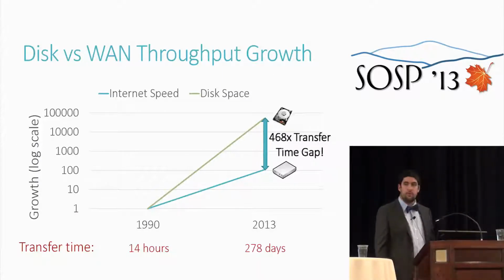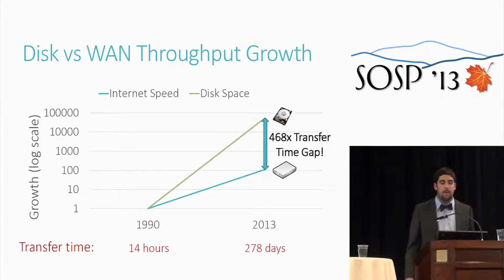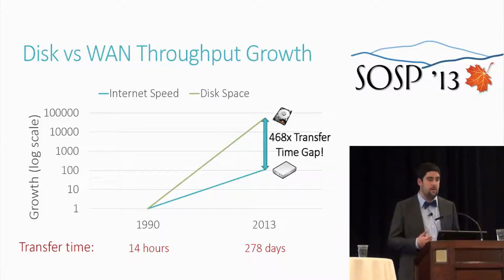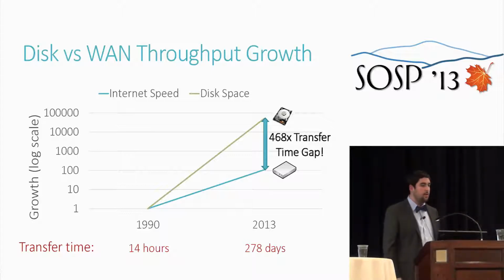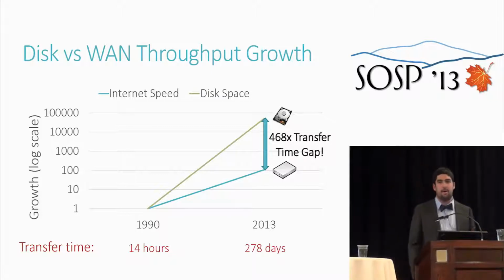But when we look at online storage providers, we see a fairly big problem: there's a disparity in growth between your disk and your network. What we've plotted here is the growth on a log scale. Your local area network for most people's homes has grown about 100 times in 23 years. But in those same 23 years, the disk has grown about 40,000 times. What this causes is that in 1990, the average person could have uploaded their entire disk over a modem in 14 hours. But today, it would take 278 days to transfer all that information.